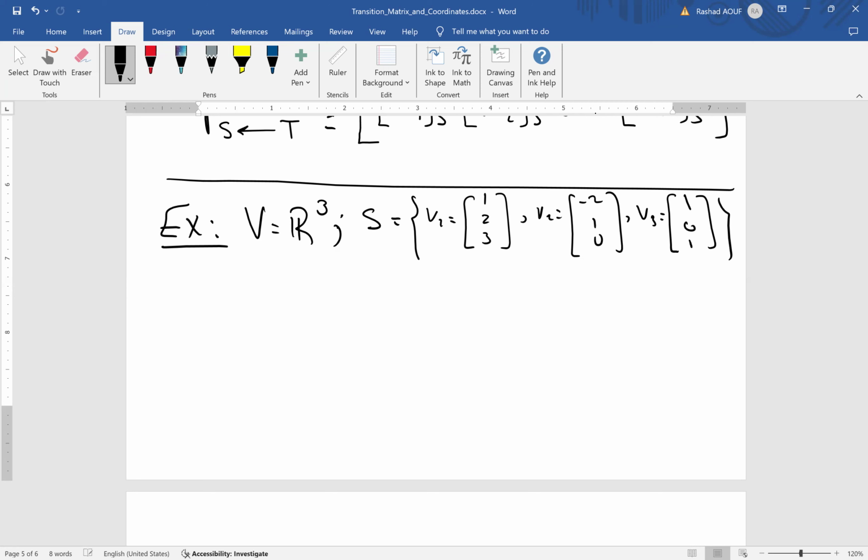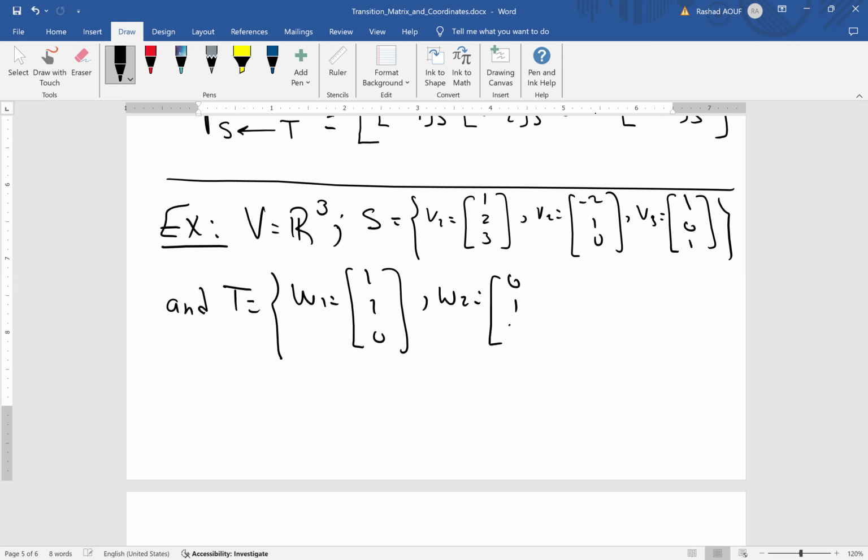هذا ال first basis. And the second basis T W1 equal 1 1 0 (double 1 0 1 1 0) W2 equal 0 1 2 و W3 equal 1 1 1 (triple 1 1 1 1).